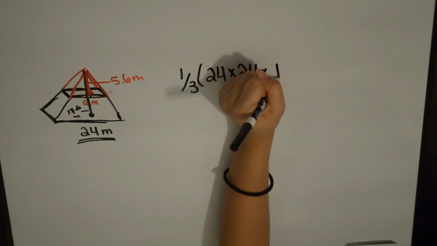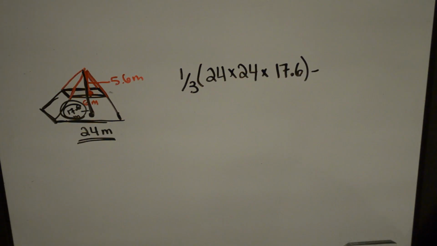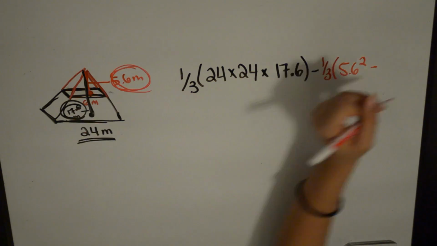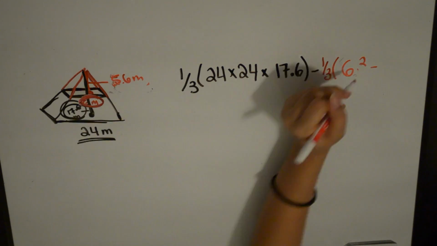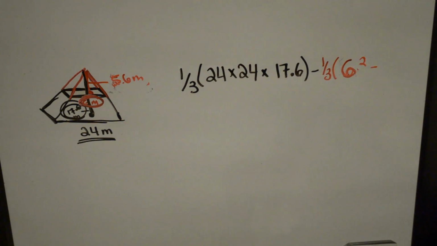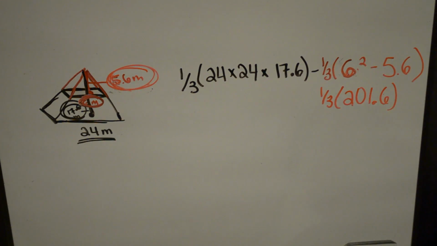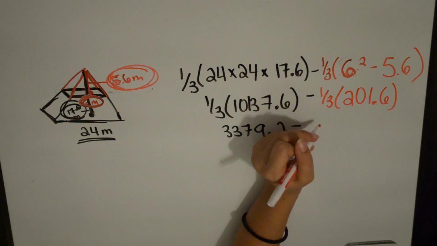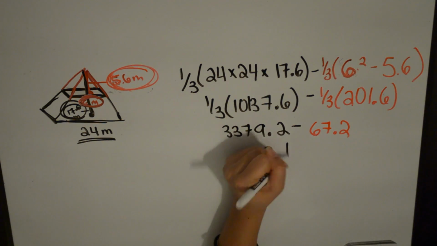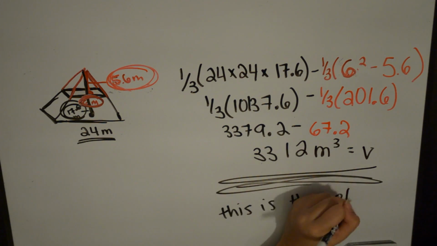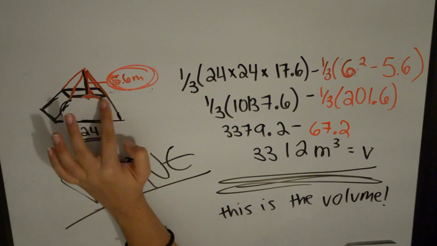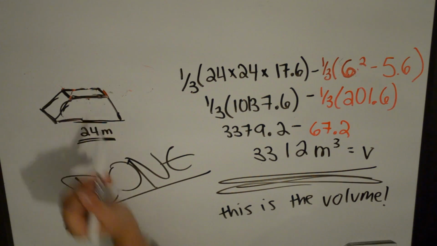Alright, now we can calculate the volume of the frustum. Remember, the formula for the volume of a pyramid is 1/3 times length times width times height. So all we need to do is plug in the dimensions we figured out. 1/3 of 24 squared times 17.6 minus 1/3 times 6 squared times 5.6 turns out to be 3,312 meters cubed. That's the volume.